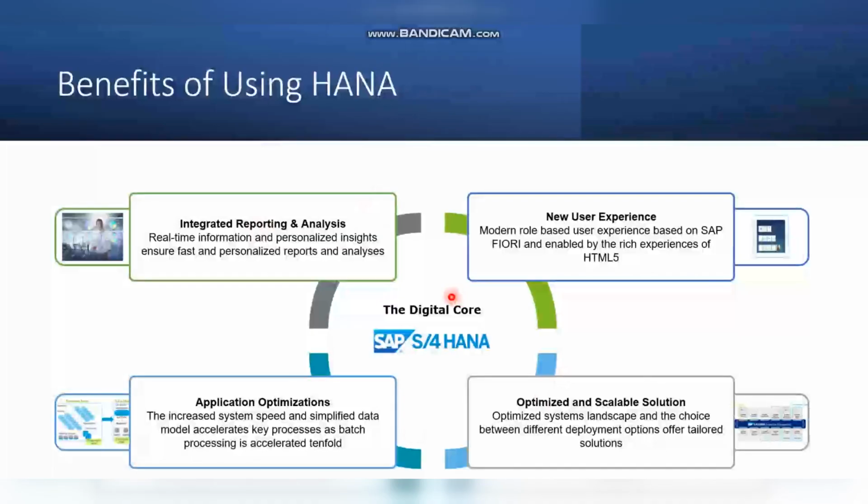These are the same things we discussed before: reporting, analysis, and application optimizations. In system landscape, we have a huge improvement in deployment options. And as part of the new user experience, we have many changes. All the things we explained in the earlier slides are the main benefits. So I think we are done with the theory of S/4HANA and SAP HANA database related things.